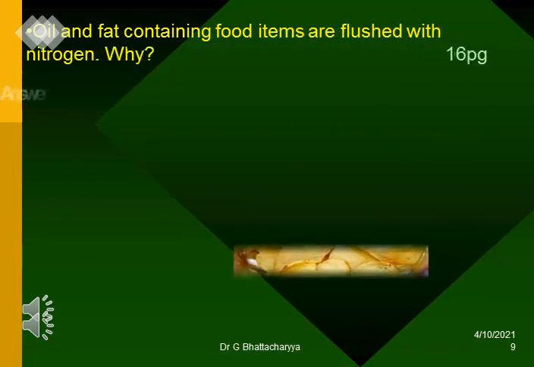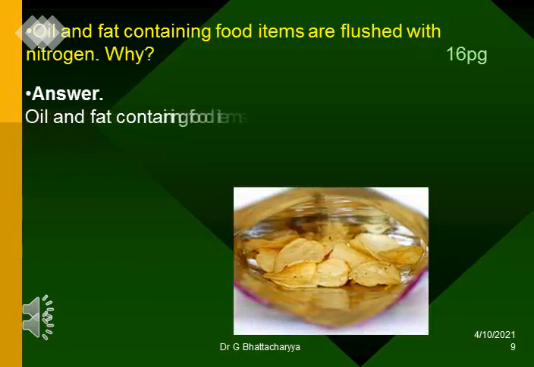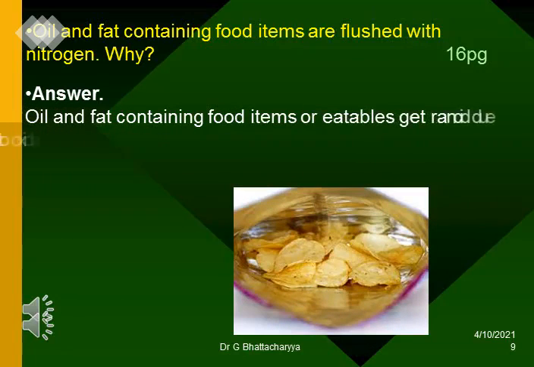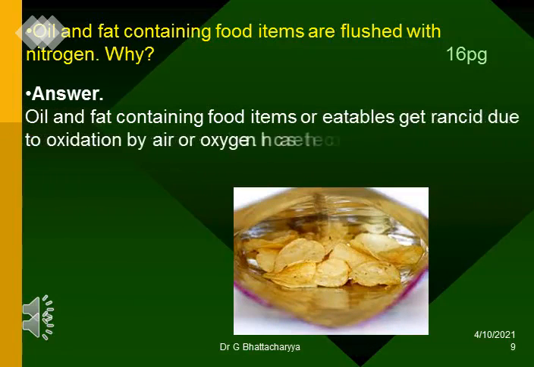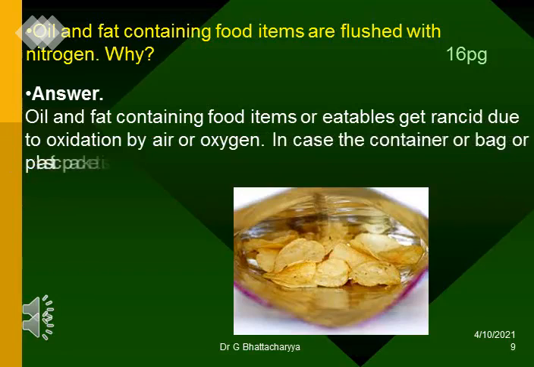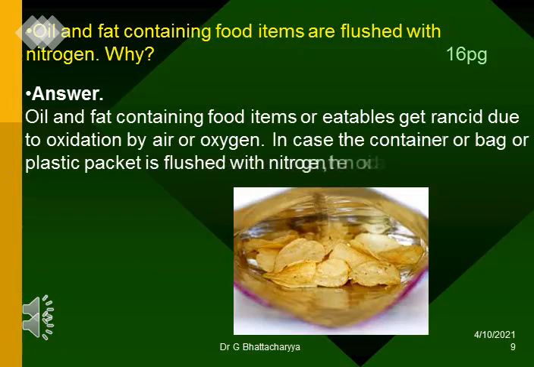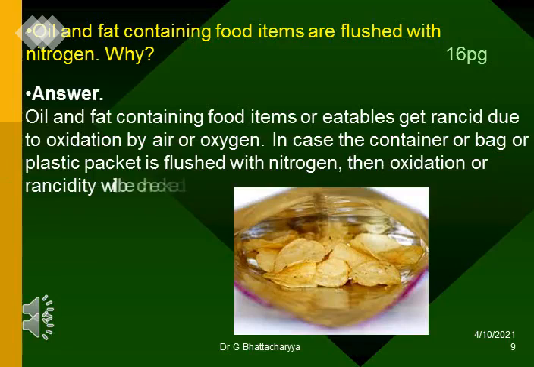Why? Oil and fat containing food items or eatables get rancid due to oxidation by air or oxygen. In case the container or bag or plastic packet is flushed with nitrogen, then oxidation or rancidity will be checked.